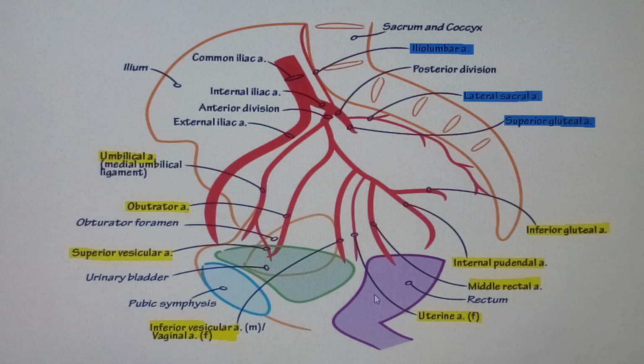And once I move away from the uterus, then behind the uterus, behind the vagina, I should have the rectum. And that's why another branch which will be coming from the anterior division of the internal iliac artery should be the middle rectal artery. My friends, keep an eye on this. This is the middle rectal artery.